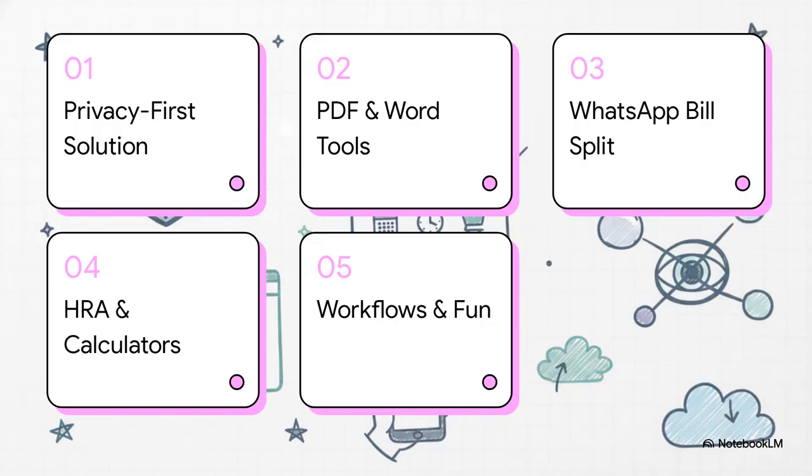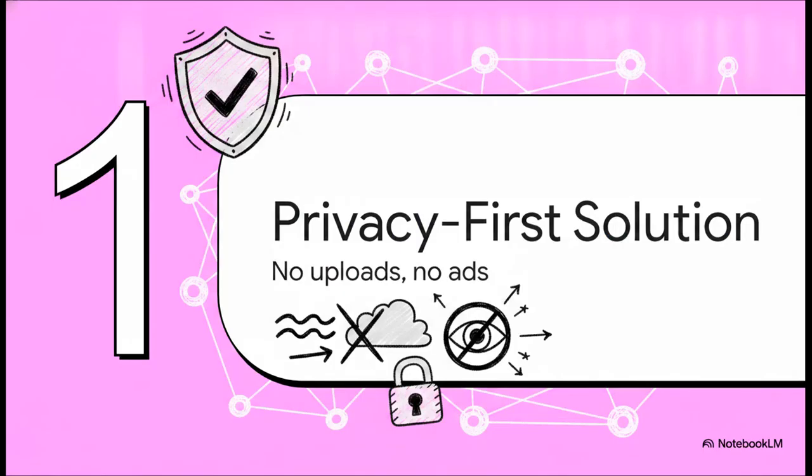So here's our roadmap for today. We'll kick things off with a privacy-first browser solution, then dive into flawless PDF and Word tools, look at simple WhatsApp bill splitting, tackle HRA receipts and calculators, and finally wrap up with cross-tool workflows and a little bit of fun. All right, part one, the privacy-first browser solution.